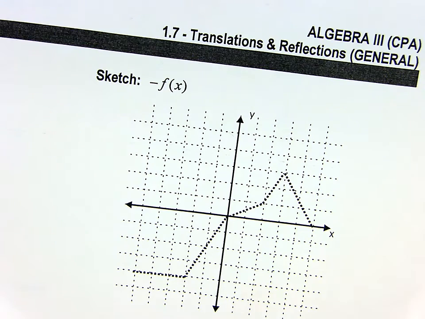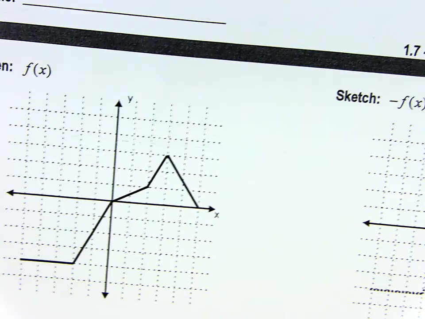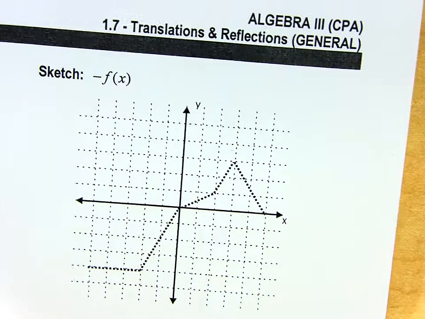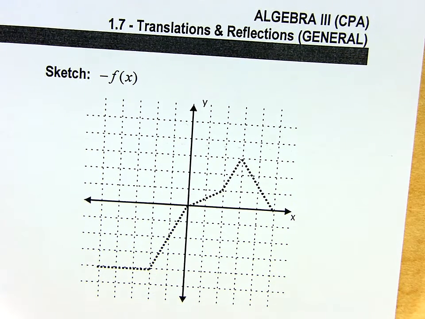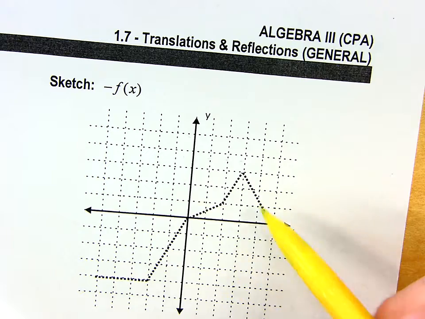So, going over last night's homework, you were supposed to do the front side of this sheet. There's our crazy parent function. And now we're going to do each of the translations and reflections that are asked of us. So, here's the parent function just dotted out for us.